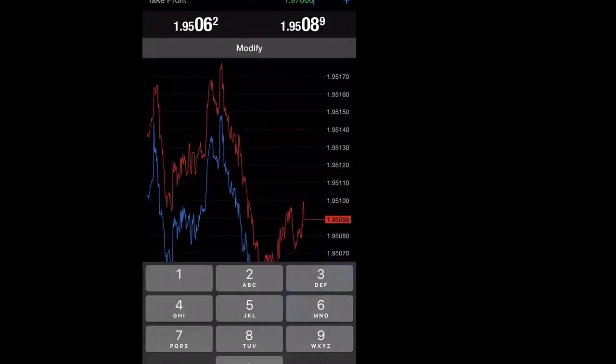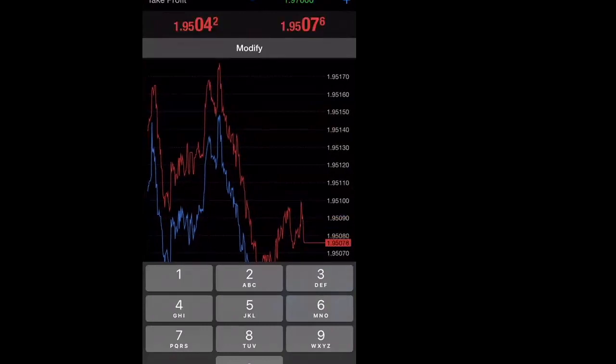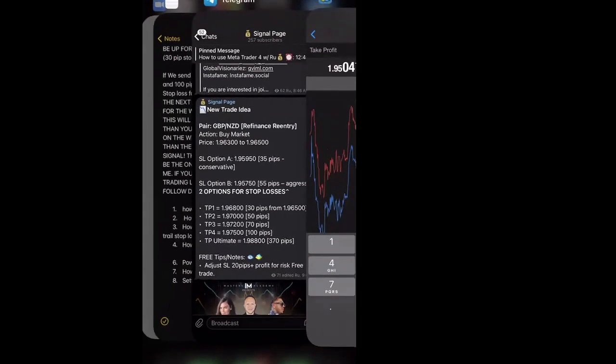So now I have 2 trades open, right? I have 1 trade open at take profit number 1, and another trade open at take profit number 2. So I entered the same trade more than once. If this trade hits, I don't just make 30 pips because I entered it twice. I make 50 and I make 30. So I pretty much doubled what I made, right? So you can always do this.